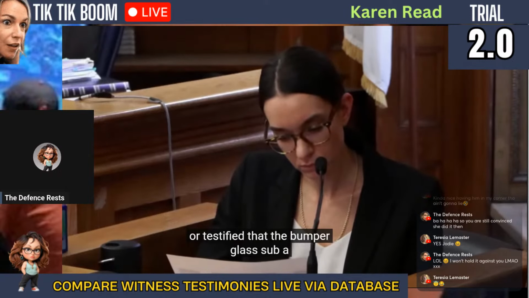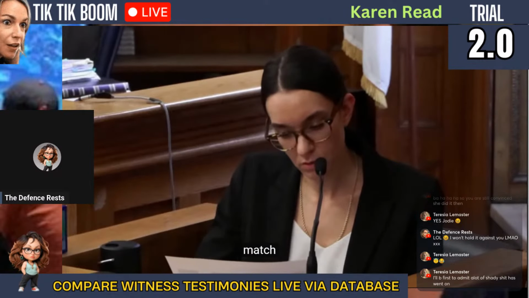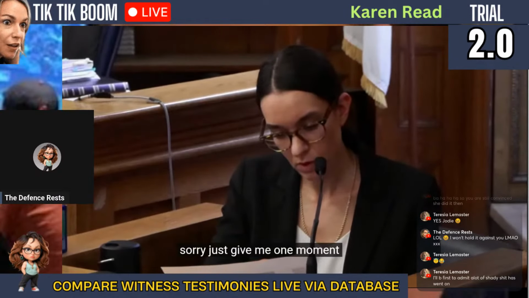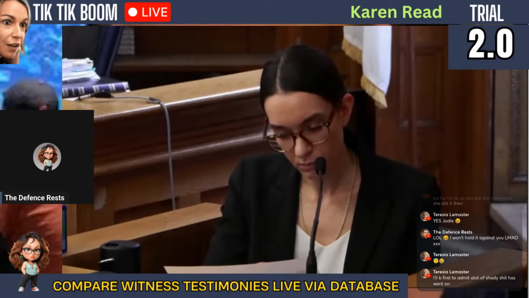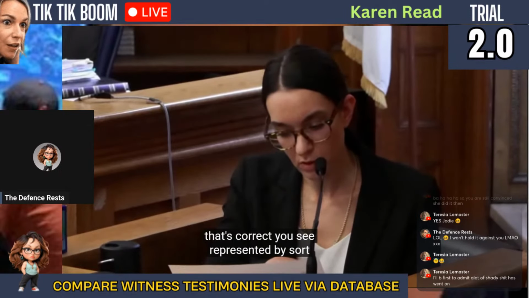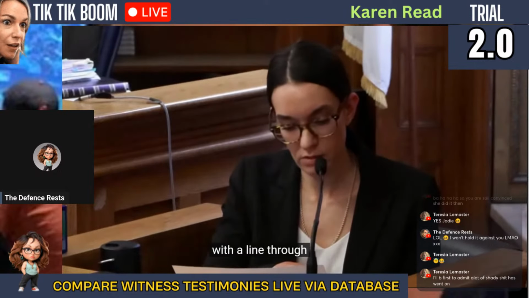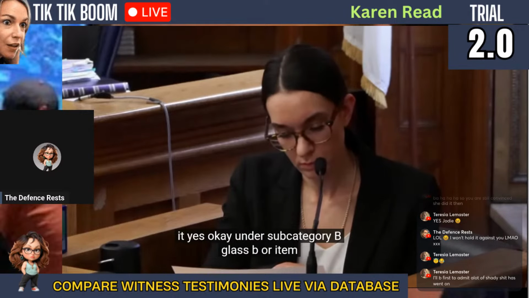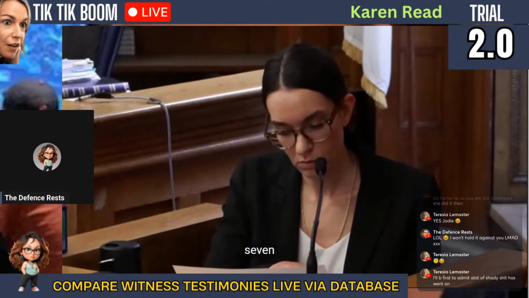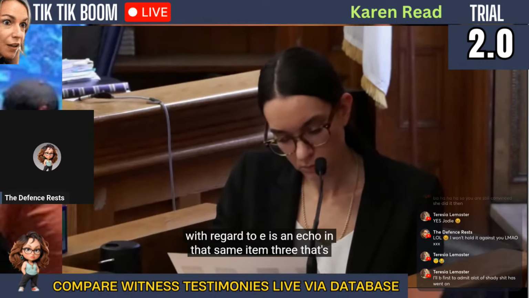Great. Under A, you previously testified that the bumper glass sub A in 3-3 did not match the cup, correct? That's correct. Did not match anything in 7-12? Sorry, just give me one moment. That's correct. And did not match anything in 7-14? That's correct. And you see those represented by sort of the international symbol for negative, a circle with a line through it, correct? Yes. Okay. Under subcategory B, glass B, or item 3-3B, did not match the cup, did not match 7-12, did not match 7-14. That is correct. Is that accurately represented on the chart? Yes.